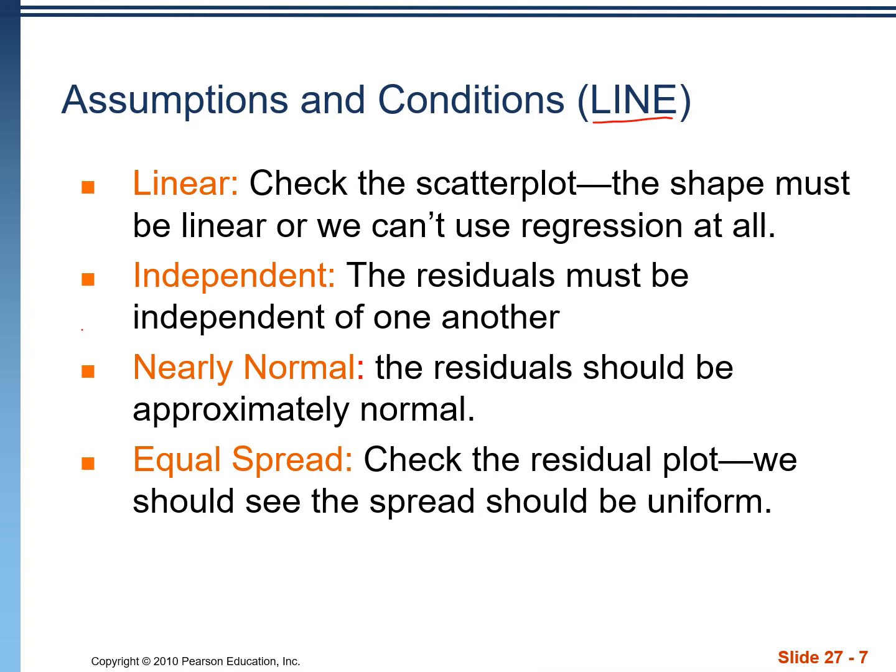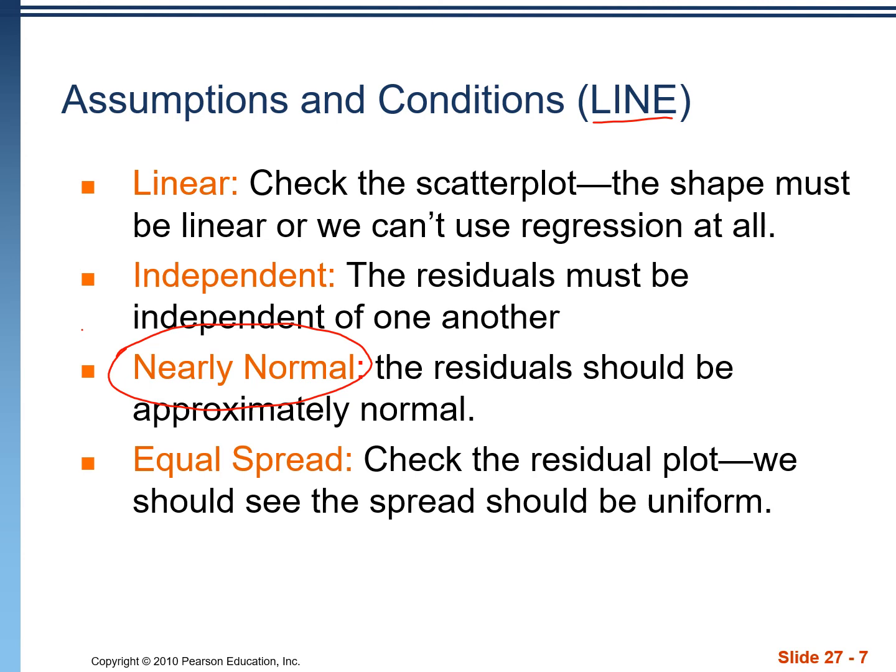Residuals must be independent of each other. We're just going to write that into a sentence. We want to look at a normal probability plot of the residuals. Are those nearly normal? So we want to see something that's reasonably straight with no outliers in a normal probability plot. And lastly, the E stands for equal spread.